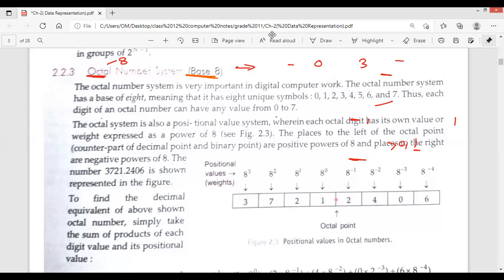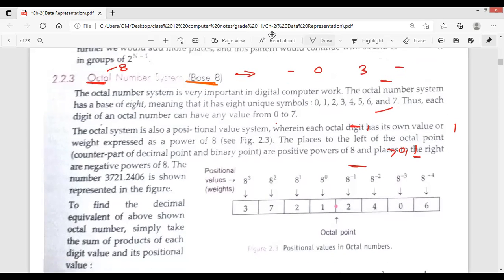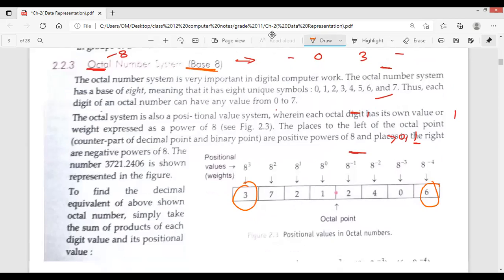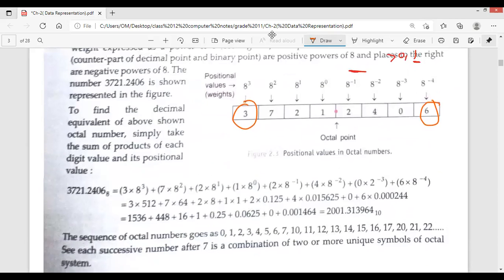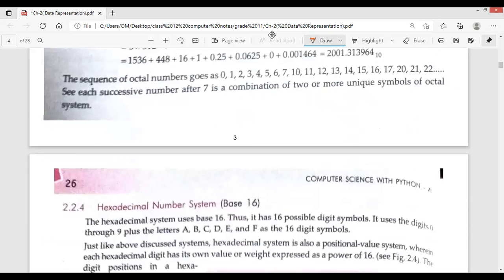When you move to the right-hand side, the value of the digit will reduce by a factor of 8. The first will be 1 by 8, second will be 1 by 64, third will be 1 by 512 value of the number. Most of the number systems that we are discussing here are all positional. Now this three is the MSD, and this is the LSD, the least significant digit. How we will convert this number to the decimal number system, I will be discussing very shortly. Leave this part at this moment.